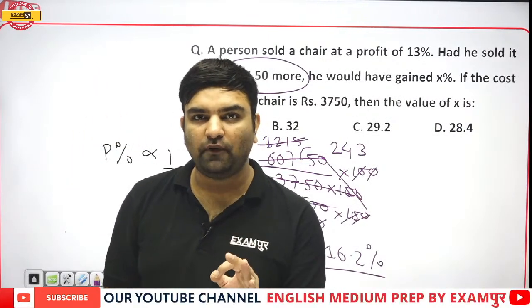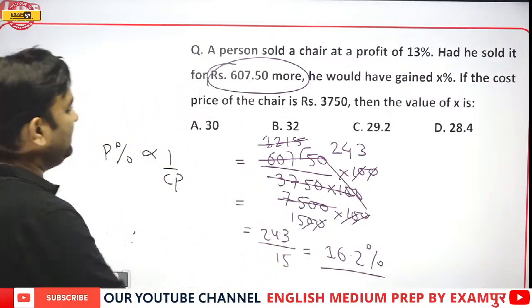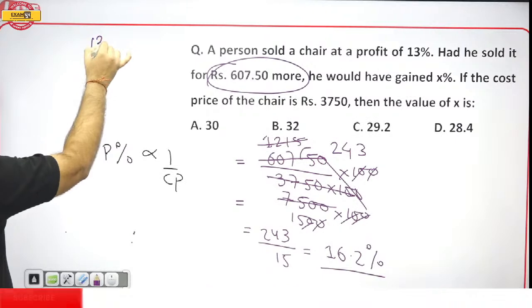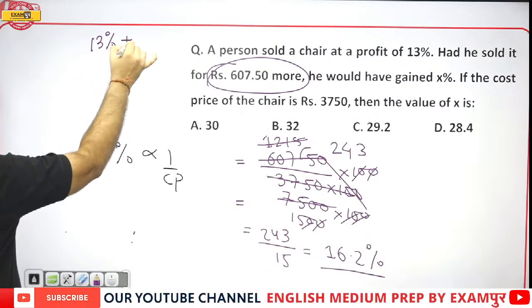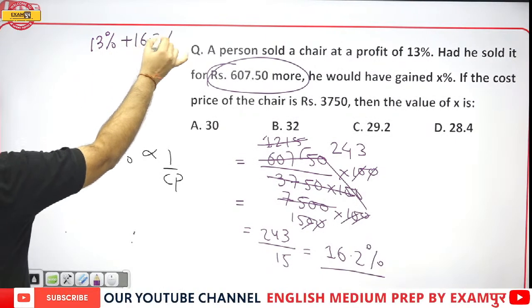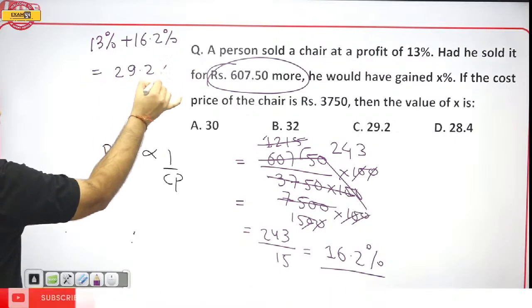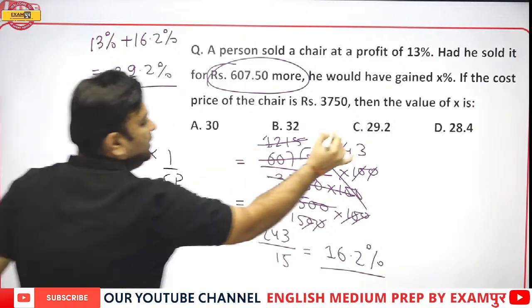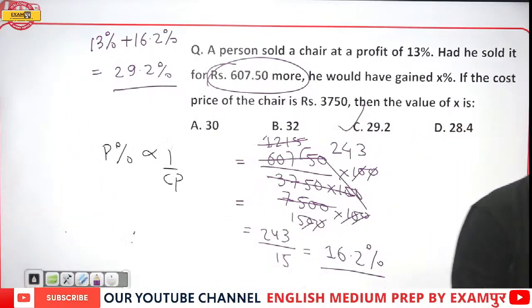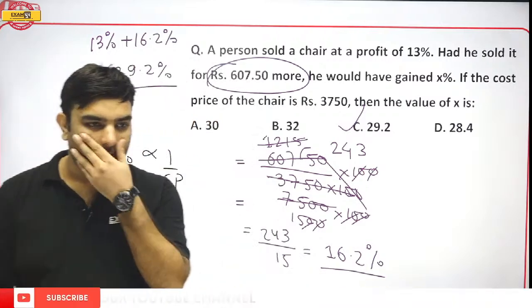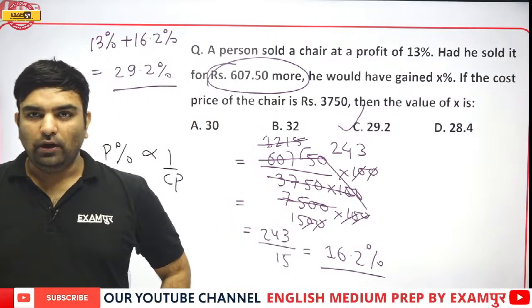So, if the initial profit was 13%, now you will get 16.2% extra profit. So your total profit percentage is 29.2%. What a great question. Please do watch very clearly, guys. Well done, Charlie.